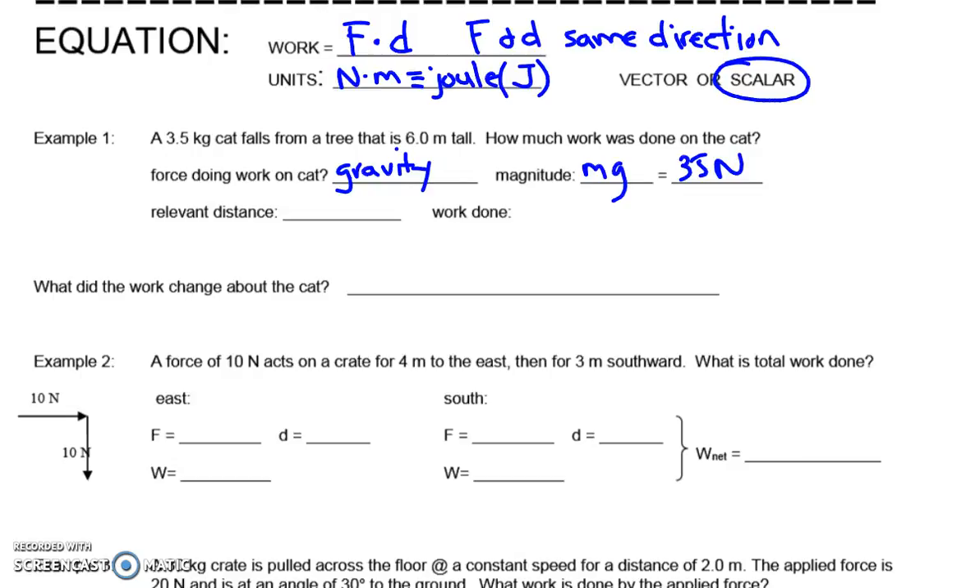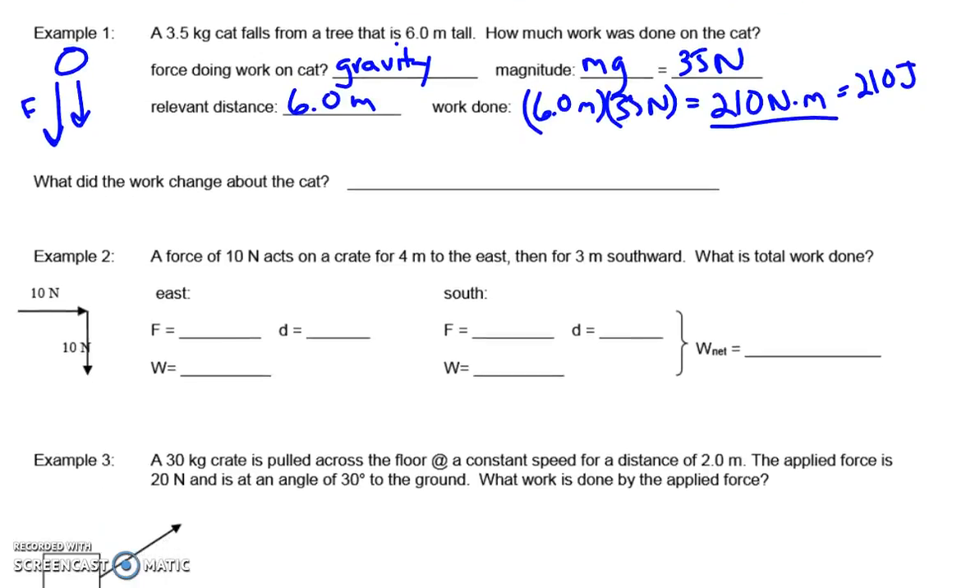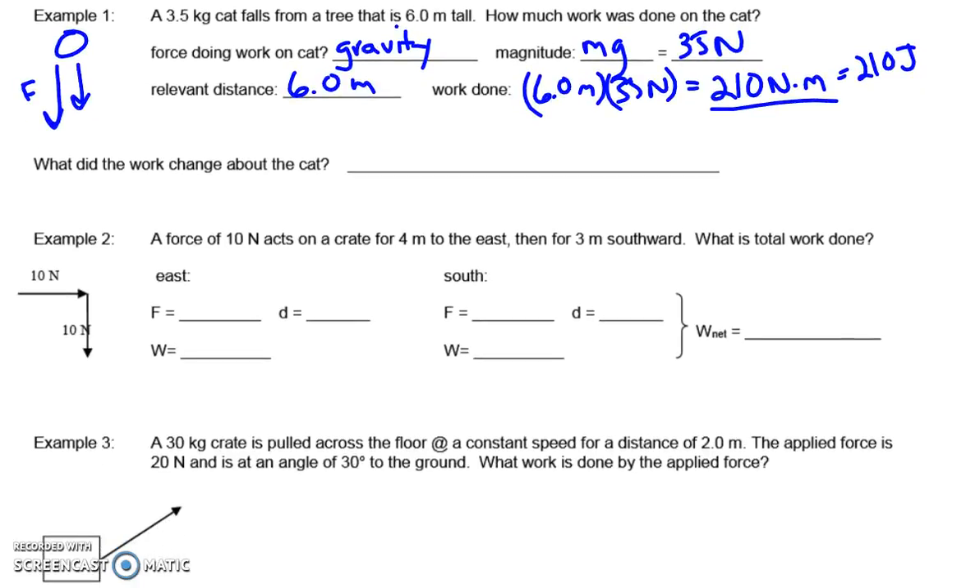Okay, what's the relevant distance? Well, if the cat is being forced this way, I need a distance that way, and that's of course the height of the tree, 6.0 meters. So the work done is simply equal to 6.0 meters times 35 newtons. That's 210 newton meters, or 210 joules. Okay, that's a pretty straightforward problem. One thing that's not obvious about that is what the force is, but you could reason that out just as we did there.